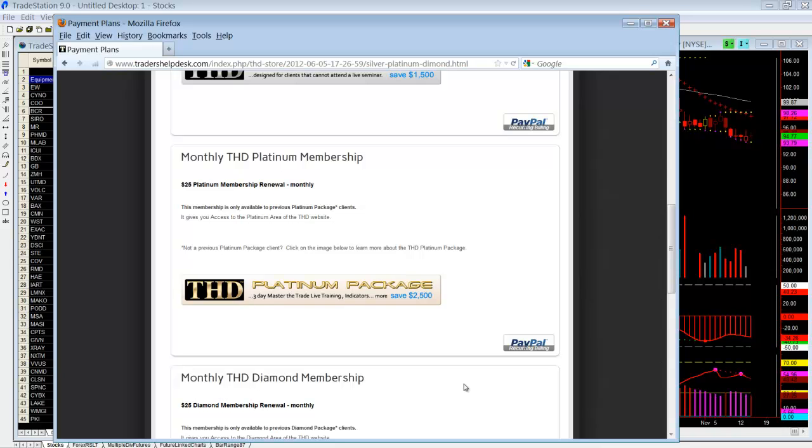Yeah, the market data package for TradeStation, provided that you have a trading account with them, is $20 a month. And if you're going to do options, you better be with TradeStation.